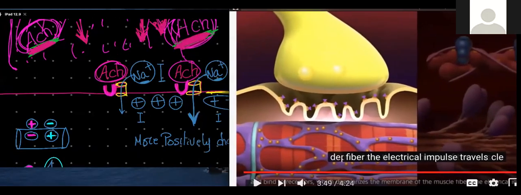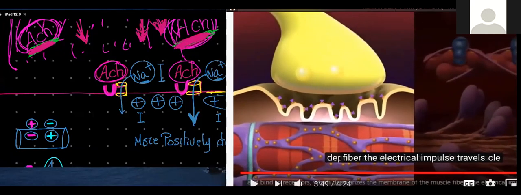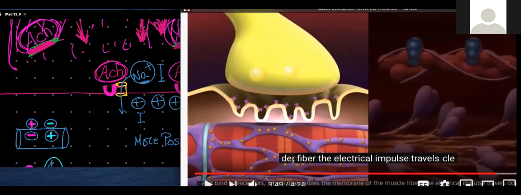that allowed you to open the sodium channels for the cell membrane to become more positively charged on the inside compared to the outside. This is what we call depolarization. This is my electrical signal in the skeletal muscle cell membrane.